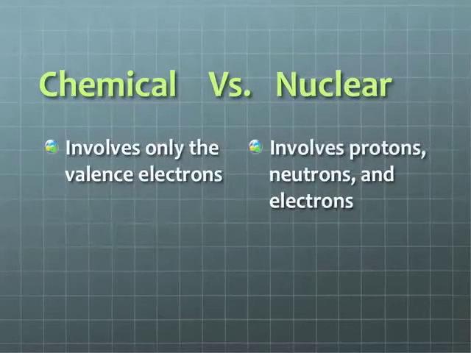In a chemical reaction, only the valence electrons are affected, those on the outermost shell. In a nuclear reaction, it can involve anything, protons and neutrons in the nucleus, and sometimes the electrons as well.